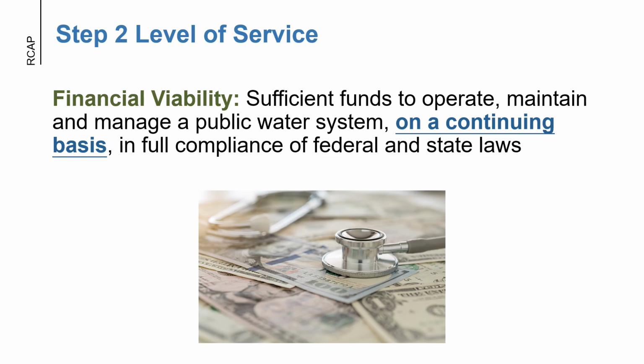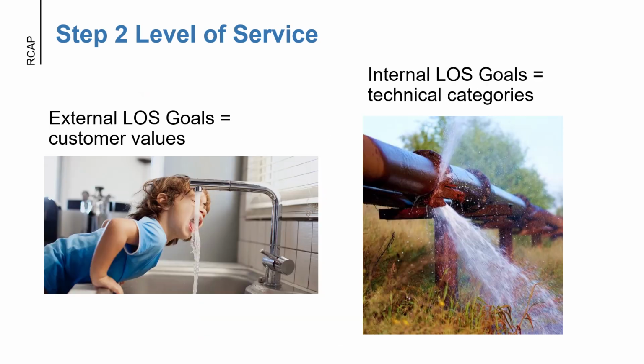This means having sufficient funds to operate, maintain, and manage your public water system on a continuing basis in full compliance with federal and state laws. Goals can be external, which will impact the customer, or they can be internal. Internal goals are those related to your water system's operations, or in other words, what your assets need to do in order to achieve the delivery of services.